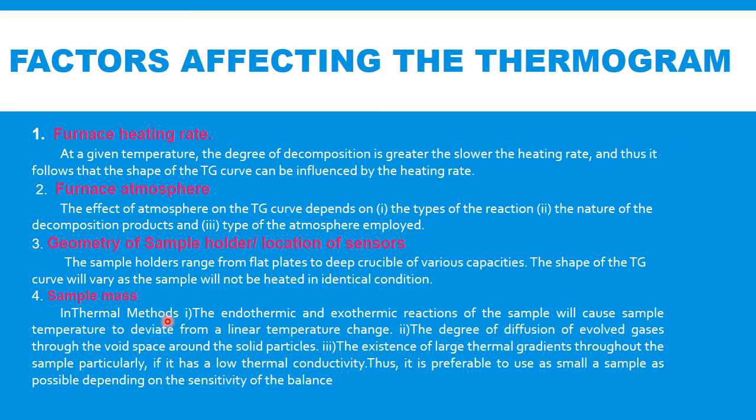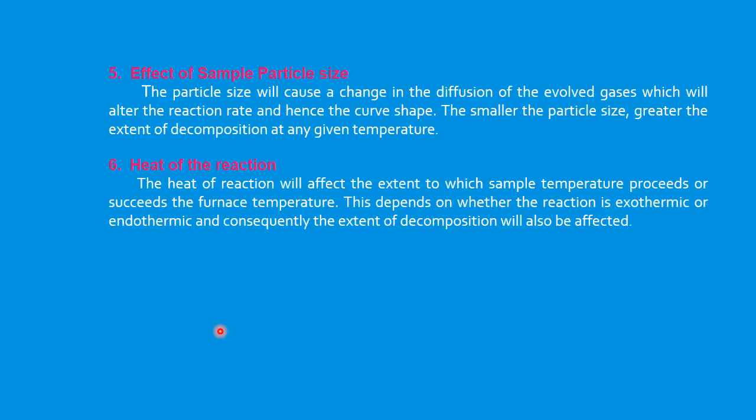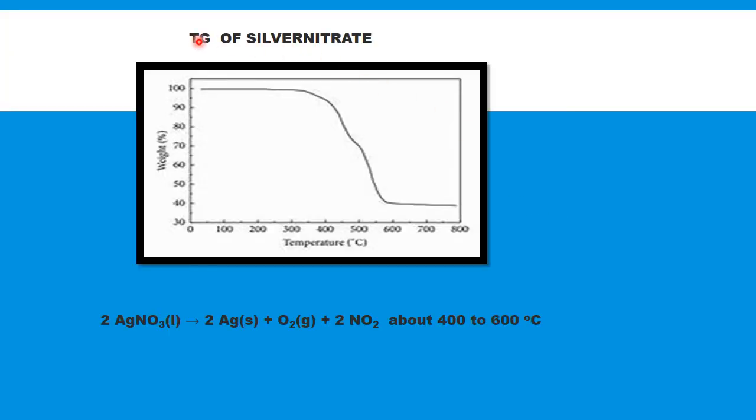Next is sample mass. Preferably, if a small quantity of sample is used, the thermogram will not be affected. Next is particle size. Here also, if we use a smaller particle size, then the thermogram will be good. Finally, heat of reaction. It depends whether the reaction is exothermic or endothermic, and depending on it, the thermogram pattern will change.